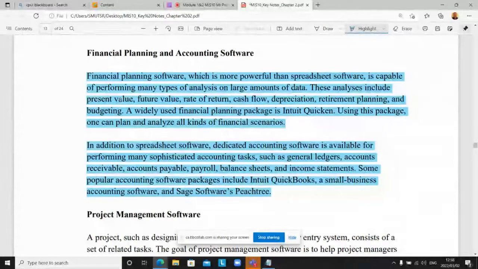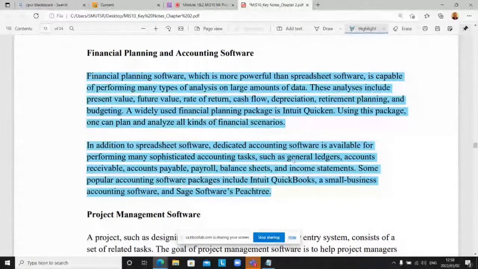And then they say, in addition to spreadsheet software, you get dedicated accounting software. There's one called QuickBooks. There's one called Sage, Pastel, he's mentioning one called Peachtree, which is another one. So Sage is the company, and they have a whole lot of different pieces of software.